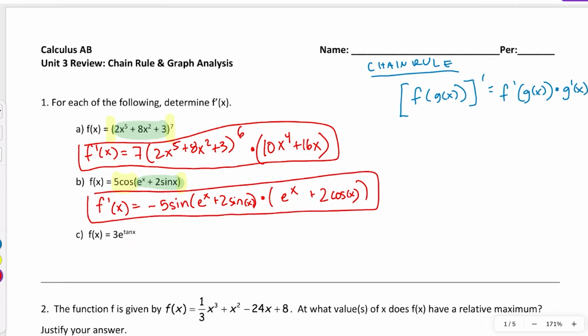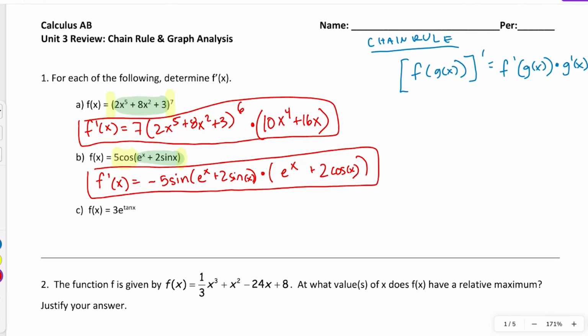Letter C also just has two functions that we're going to differentiate. This is a composite. We've got the first function is 3 e to the x, and then the second function is this tangent x. So the derivative of 3 e to the x is just 3 e to the x. So f prime is just going to be 3 times e to the tangent x times the derivative of tangent x.